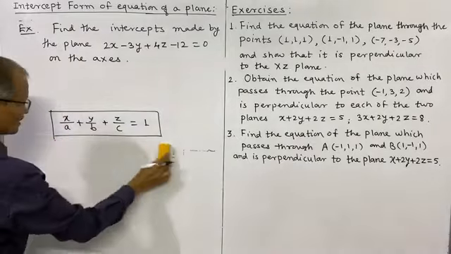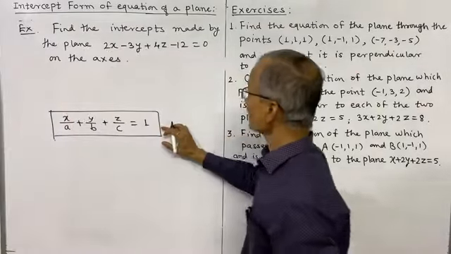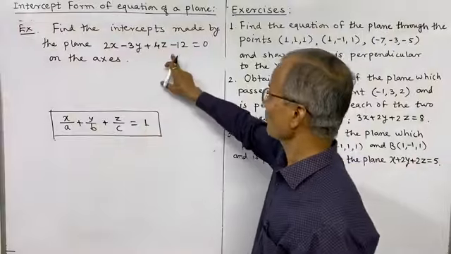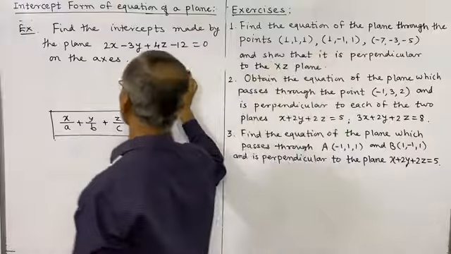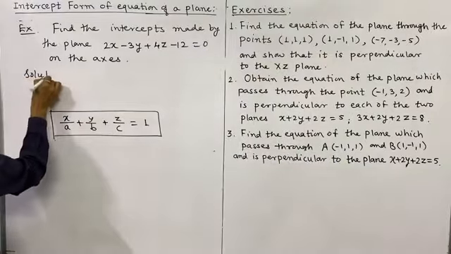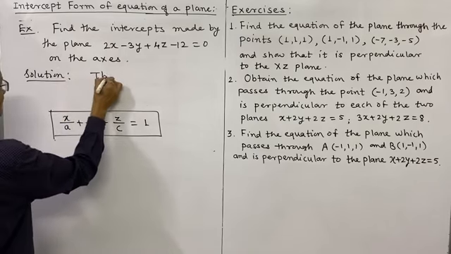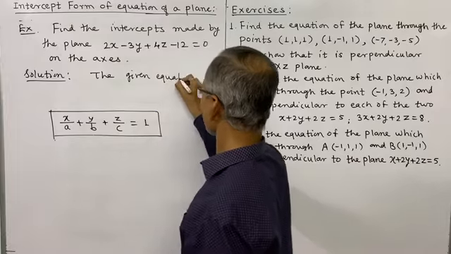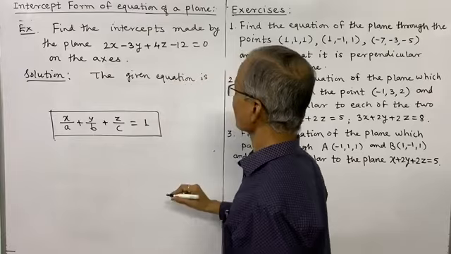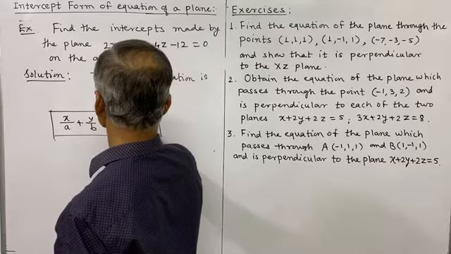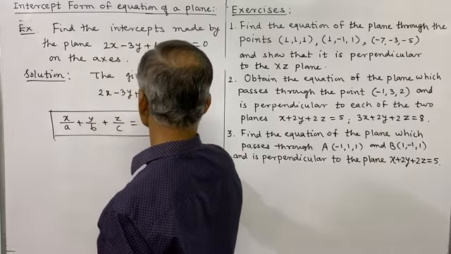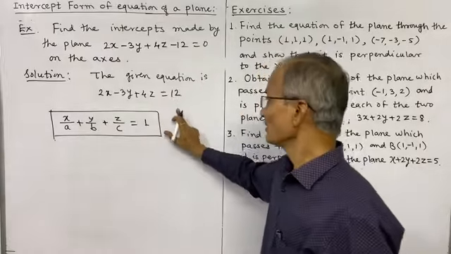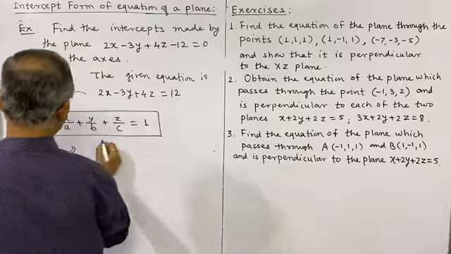Now how to put this equation in this form? You see, the right side is 1, that is the constant is 1 on the right side, and therefore we have to shift this term to the right side. The given equation I shall write as 2x minus 3y plus 4z is equal to 12. Now to make it 1, we divide by 12 throughout.